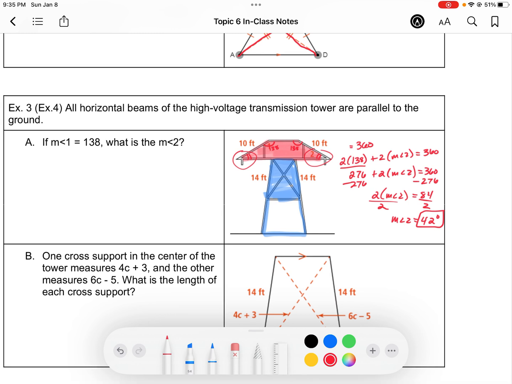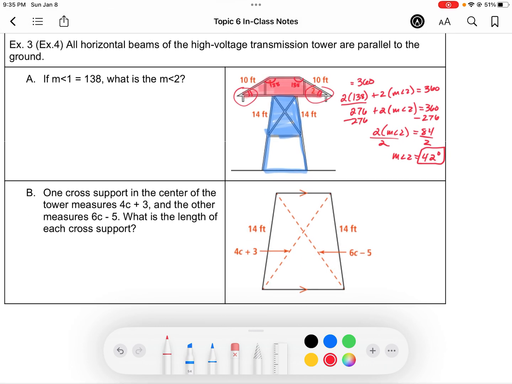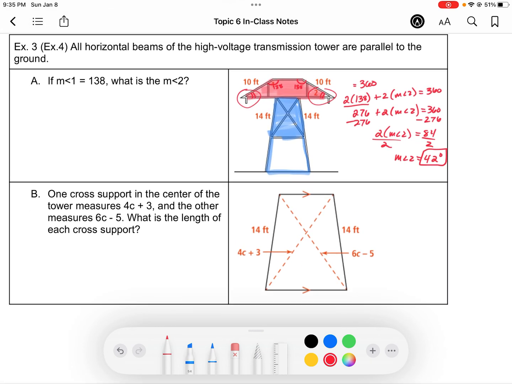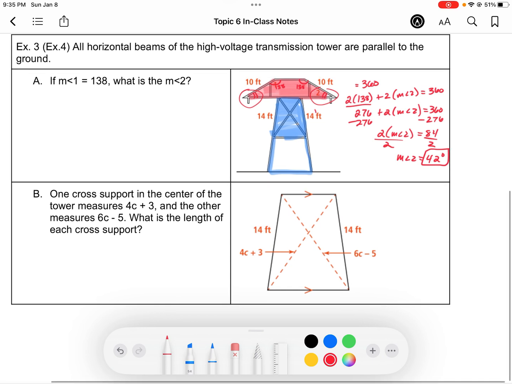Okay? And that's all I had to do in that problem. As we move on to part B, we're talking about another trapezoid here. And this is actually kind of zoomed in on this trapezoid.